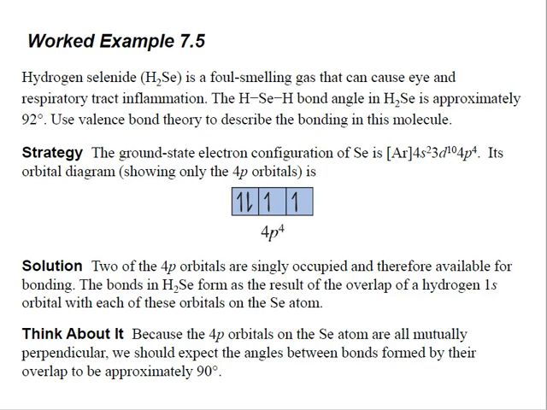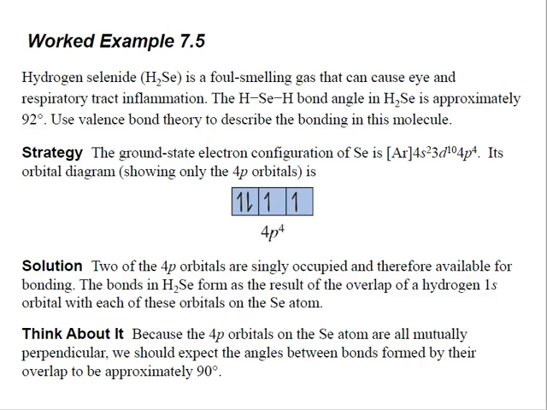Moving on to the next example, hydrogen selenide, which is H2Se, is a foul-smelling gas. It can cause eye and respiratory tract inflammation. The hydrogen-selenium-hydrogen bond angle is approximately 92 degrees. Use valence bond theory to describe the bonding in this molecule.